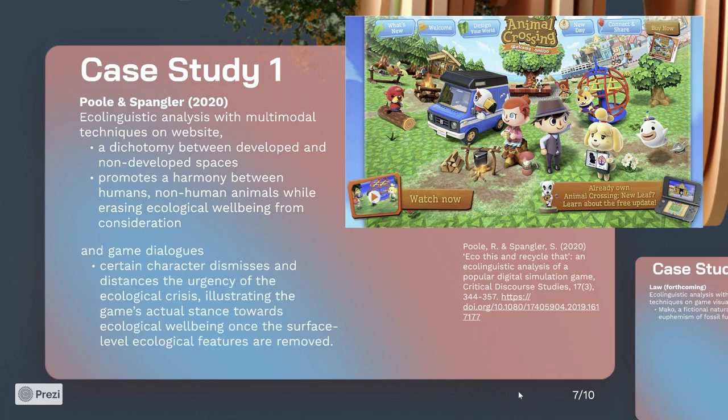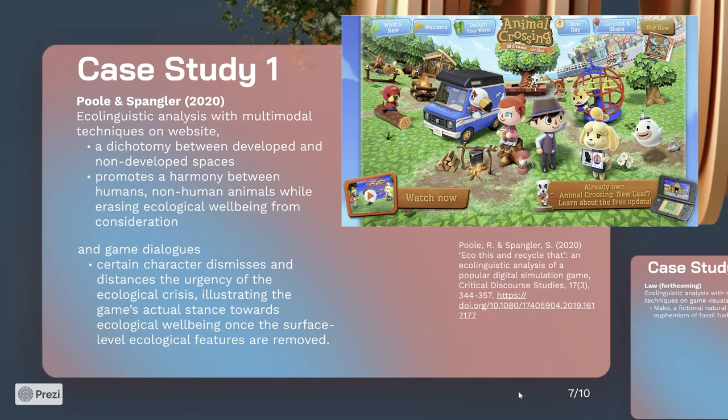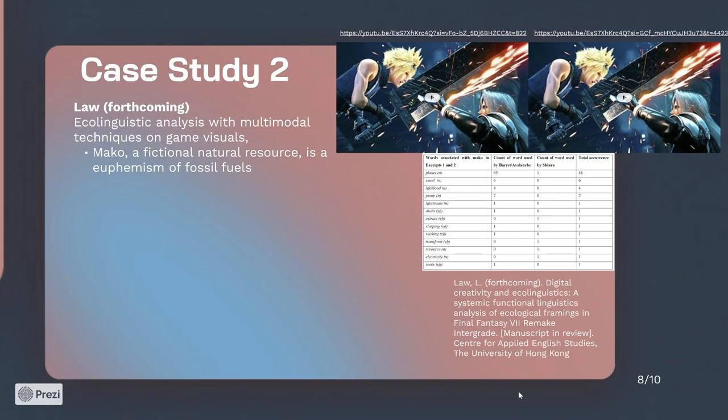So, you know, messages, you can look at multimodal things, and you can also look at game dialogue. And another part of it, as the researchers found, certain characters in the game and the dialogue that they said are basically illustrating the stance of ecological well-being or maybe against ecological well-being. So how that's being construed through the games itself. So it doesn't mean that the game itself is really, you know, very environmental looking. It will be environmental.